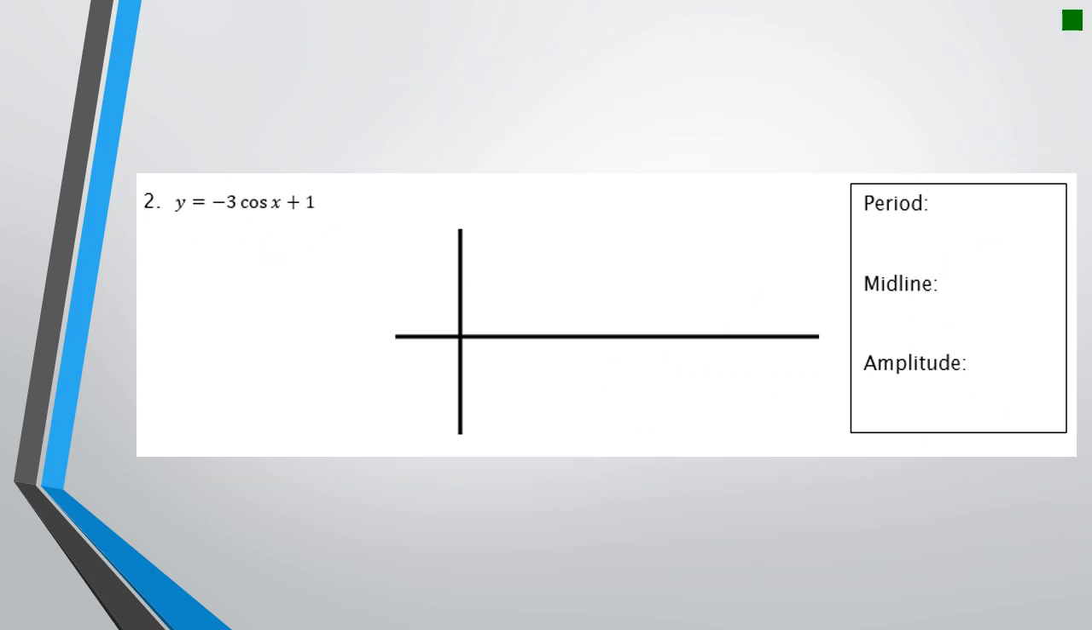All right, so the first thing I want to check for is if there is a b value or an h value. A b value would be between cosine and x, so there's no change in our b value. And then the h value would only be present if we had parentheses. So I see no parentheses, that means we have no h value. So I can automatically put my 4 tick marks here, and I can label my normal x values.